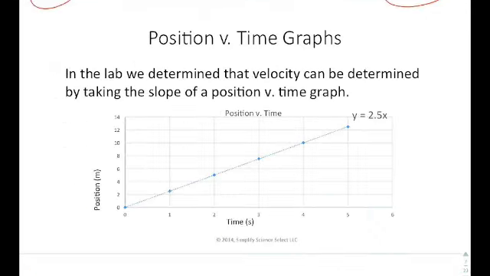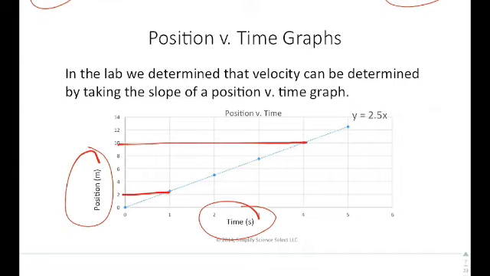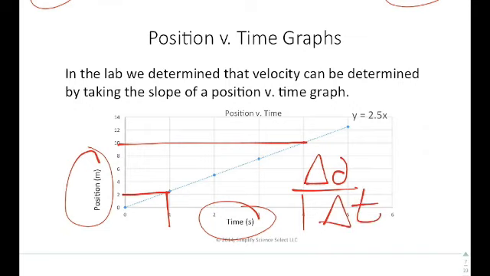Now, we talked about a position versus time graph in the lab, and we said that we determine the velocity by taking the slope. Whenever you take the change in position, from here to here, the change in position represents the displacement. And then the time from here to here represents the time. So that's how we figured out what the velocity was in the lab, and that's actually the same thing as the formula. Velocity is equal to displacement over time, which is the slope of a position versus time graph.